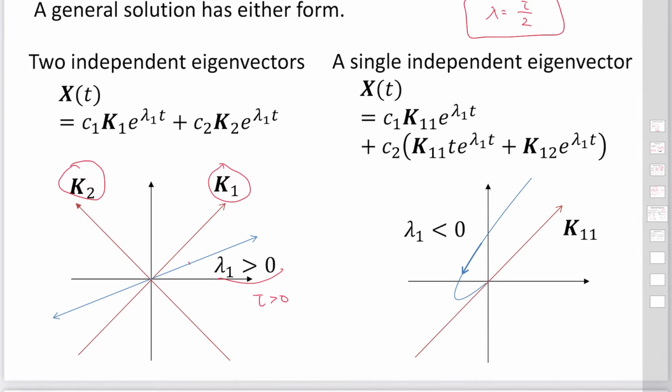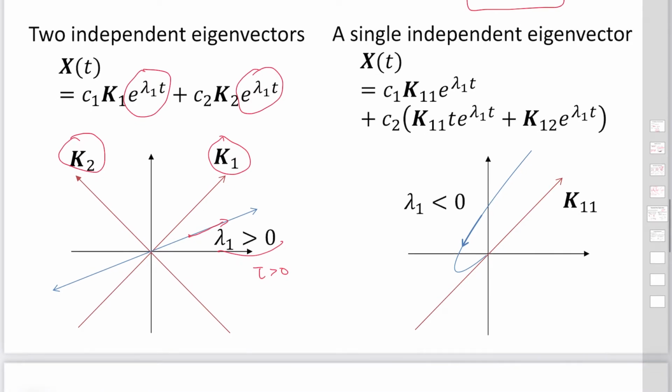Then if you place the particle here, the amplitude is increasing because of the exponential of lambda sub 1 t. The particle is moving away from the origin. So we consider this situation an unstable critical point. But sometimes we have lambda sub 1 as a negative quantity. This corresponds to tau being negative. Even if you place the particle somewhere, it's approaching the origin. So this case is a stable critical point.